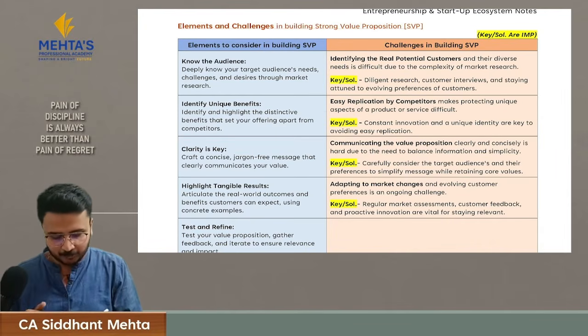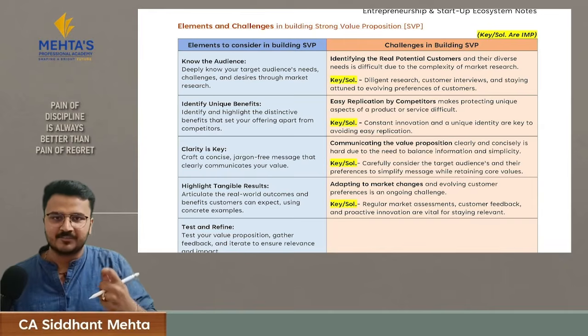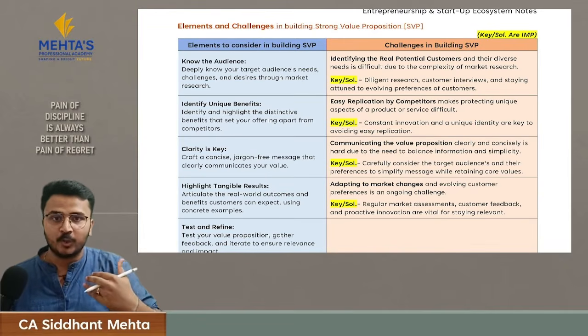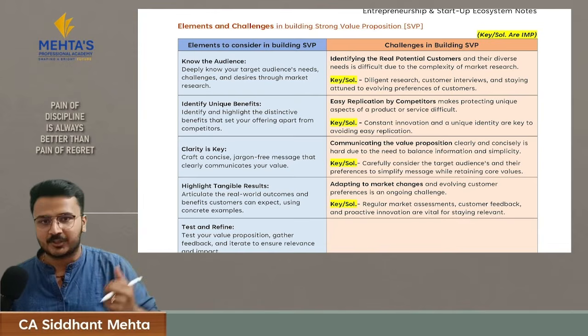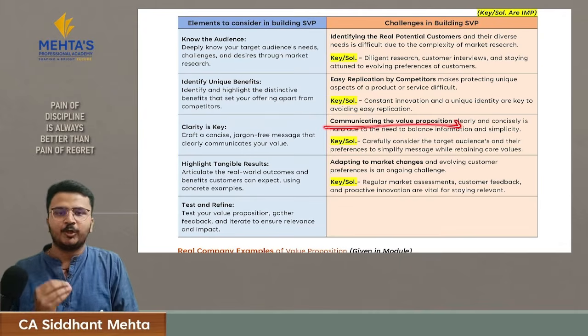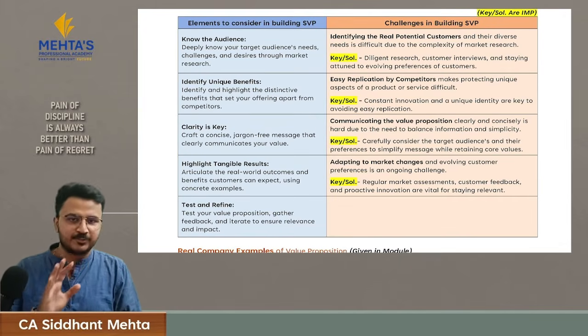So what is the solution for it? You have to constantly innovate your services. You have to constantly check, okay, what different I can do to give these services in a different way to the consumers. You have to constantly innovate your product. Third thing is communicating the value proposition. Like we are discussing, you have to clearly communicate it. You don't have to use any complicated terms.